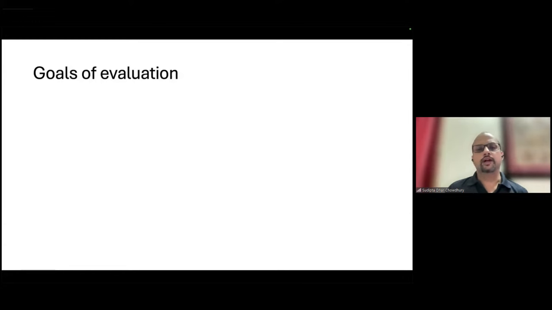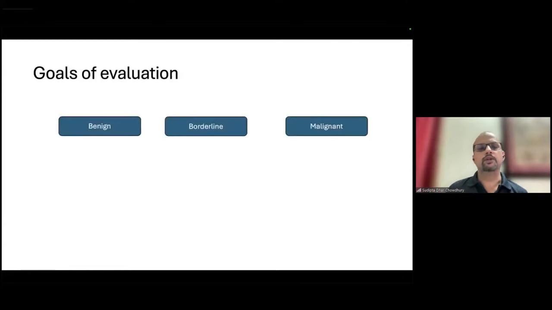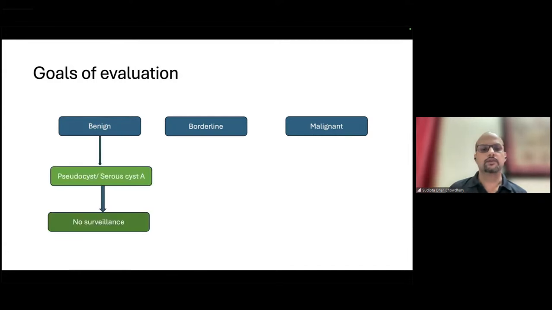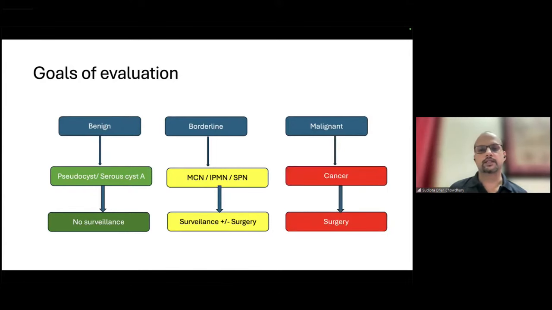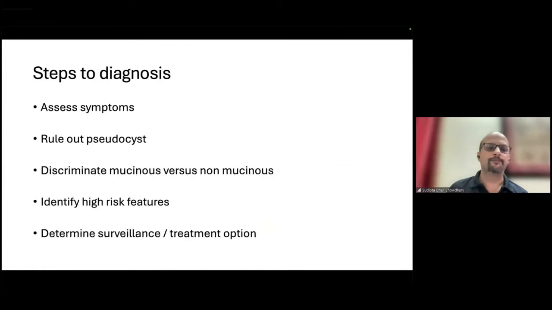So what are the goals of evaluation? The goal of evaluation is primarily to discriminate between benign, borderline malignant, and malignant. The idea is not to offer surgery to patients who are benign because that would increase the risk and morbidities. So benign lesions like pseudocyst or serous cystadenomas do not require any surveillance. However, borderline lesions like mucinous cystic neoplasm or IPMN require surveillance or surgery. And malignant lesions, where there is invasive cancer, require surgery. The goal of evaluation is primarily to discriminate between these three entities because that could determine our treatment strategy.